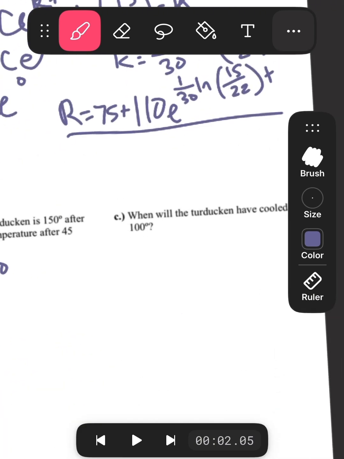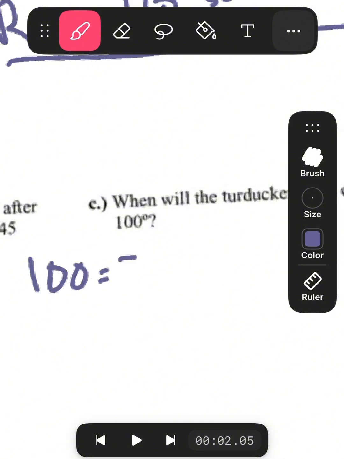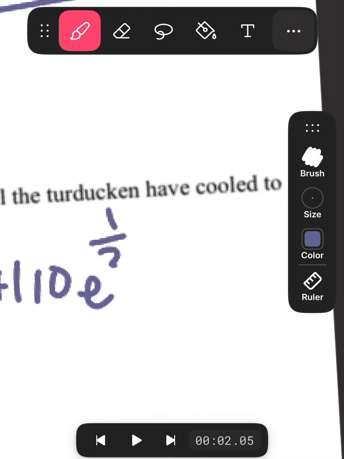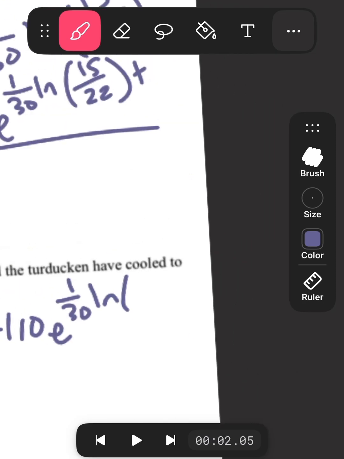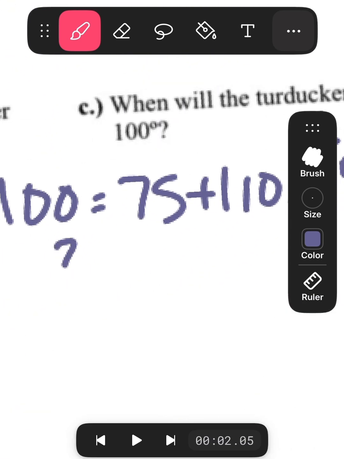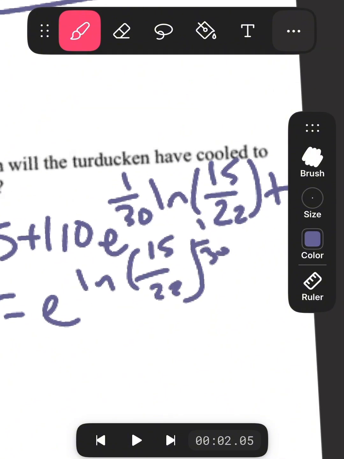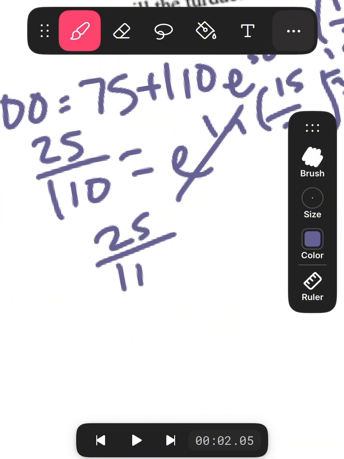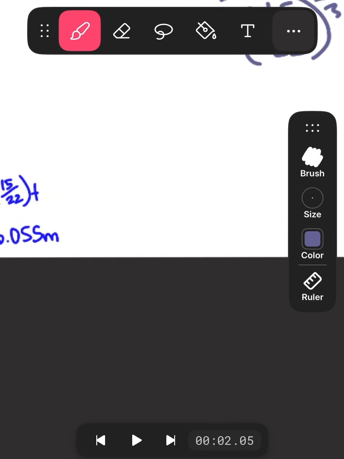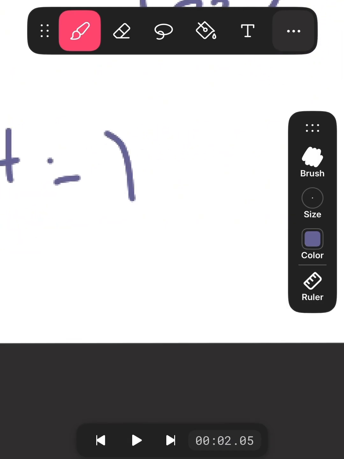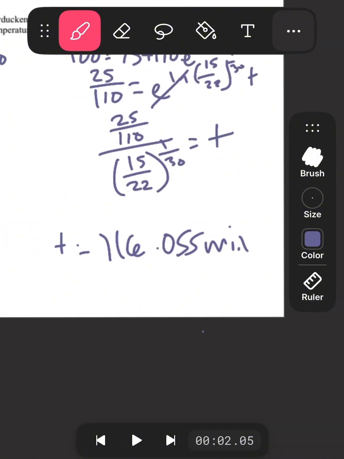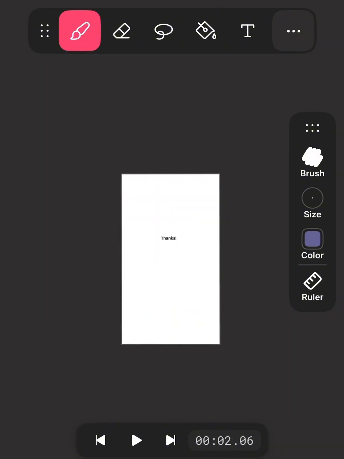All right. When will the turducken have cooled to 100 degrees? This one's a little bit more complicated because we're going to do 100 equals 75 plus 110 e to the (1/30) ln(15/22) t, and we're solving for t. So we're going to get 25/110 equals e to the ln of 15/22 times t/30. This is going to end up being ln of 25/110 divided by ln of 15/22, times 30. So that's what our time will be, 116.055 minutes.